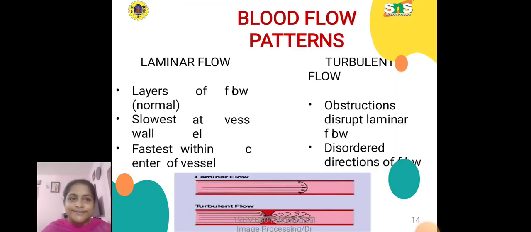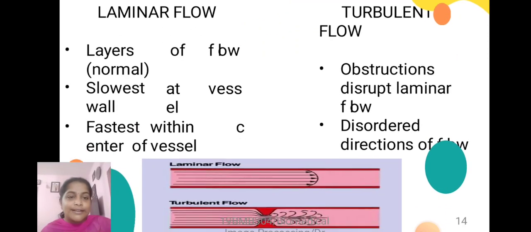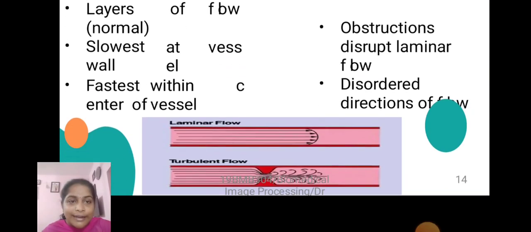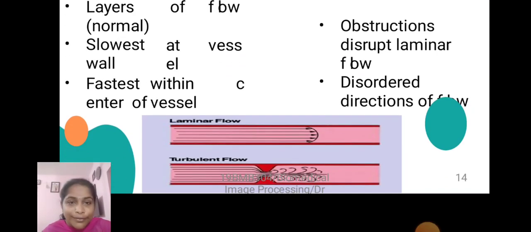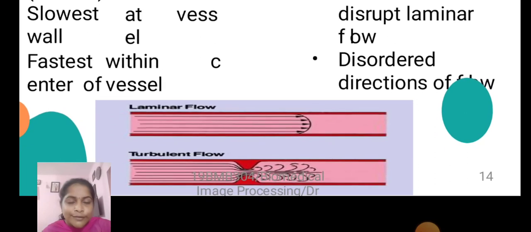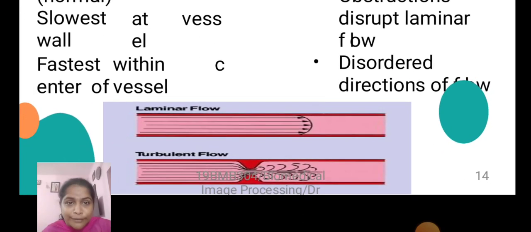See here the blood flow patterns. We have laminar flow and turbulent flow. In laminar flow, we have layers of flow, normally slowest at the vessel wall and fastest within the center of the vessel. In turbulent flow, obstructions disrupt laminar flow, and we have disordered directions of flow. See how laminar flow as well as turbulent flow look. See the difference: the first one is laminar flow and the second one is turbulent flow.